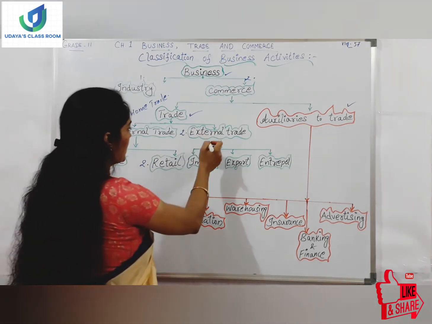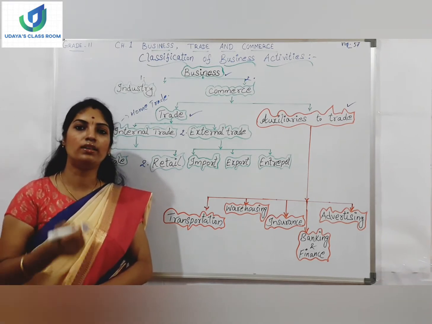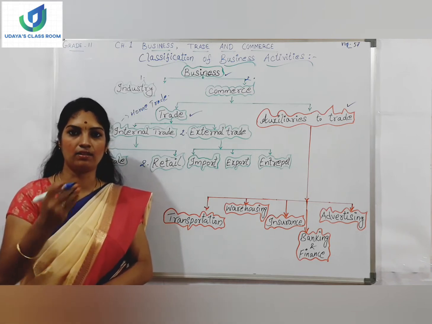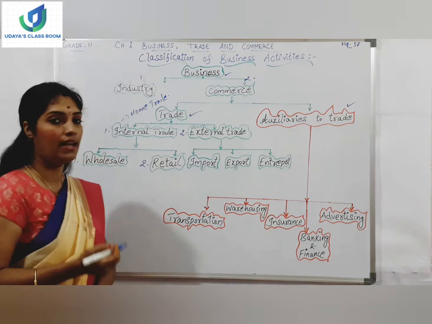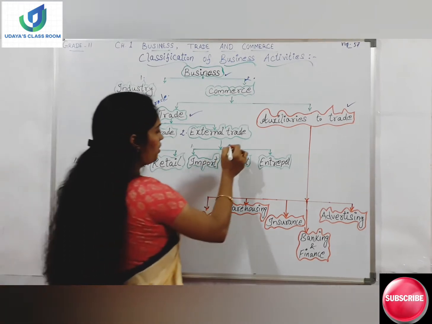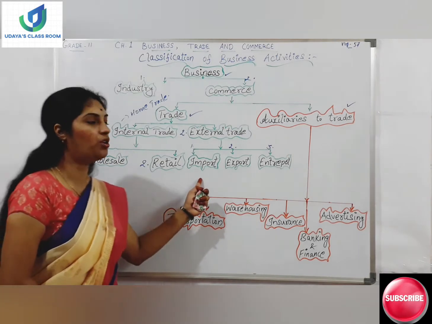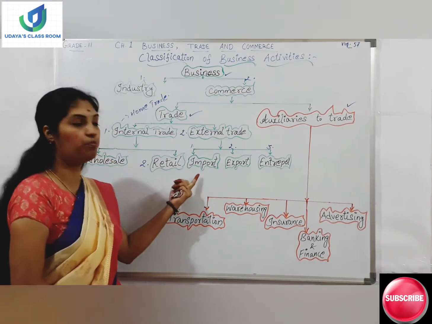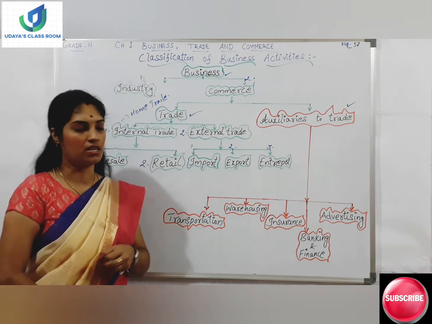Moving on to the next classification, external trade. External trade means nothing but beyond the geographical boundaries, if we do purchase and sales, that is called external trade. That is, outside the country, if we do buying and selling of goods and services, that is called external trade. Further, external trade could be classified into import, export and entrepot. What do you mean by import? We all know import means buying of goods from another country. We will be importing some goods and services from another country for our domestic usage. So, that is called import.